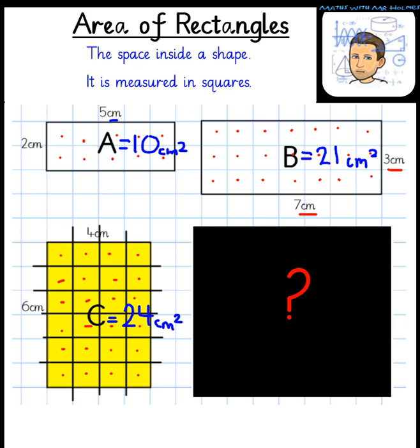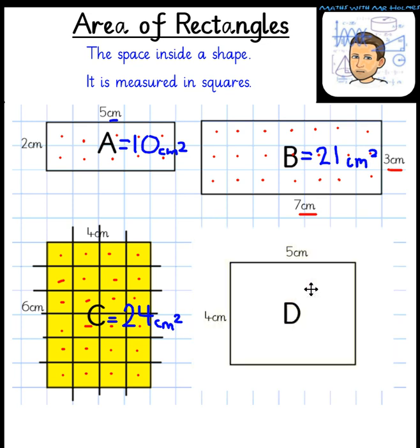On to our final rectangle. Oh, I wonder what it's going to be. Here we have rectangle D. Now this is our hardest one yet. We have no squares to help us inside, and we have no squares on the outside.